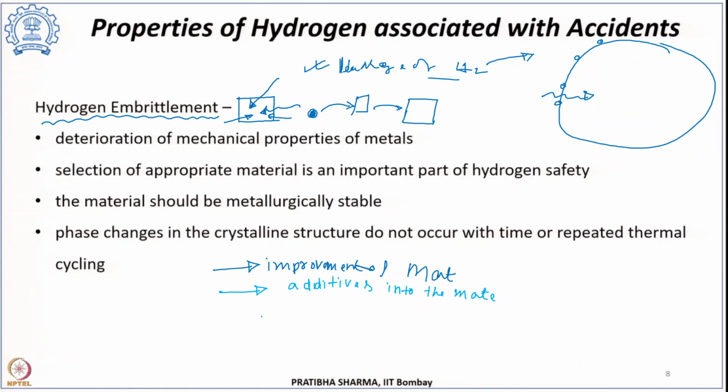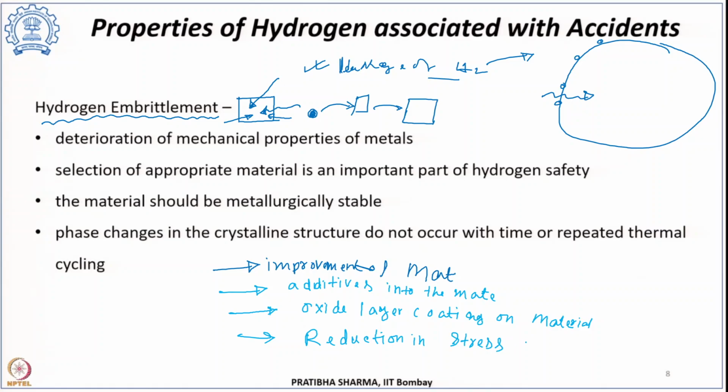Okay, next, we can make some oxide layer coating on the material surfaces, or we can do reductions in stress concentrations, just to avoid the hydrogen embrittlement.